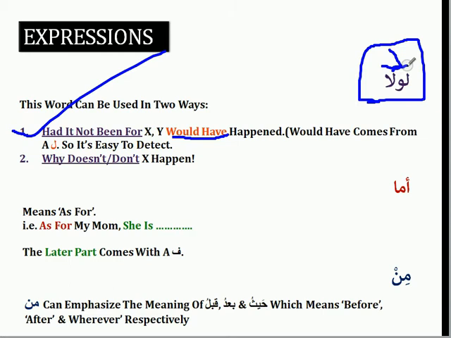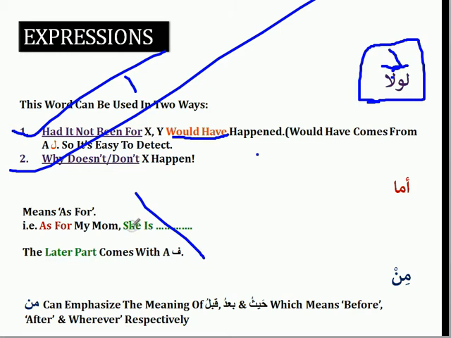This la, not the first one, this la. The first one gives the meaning of had been. The would have meaning comes from this la. Just to put it simply, the second use is why doesn't or why don't X happen? So you can also use laula for that. Why don't apples give me a tomato? Or why don't the employees give me good service?